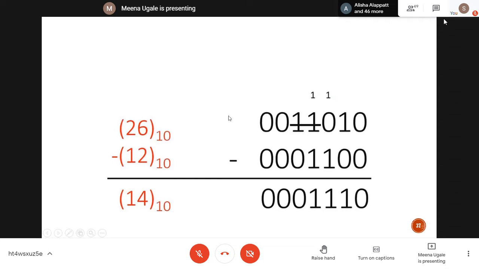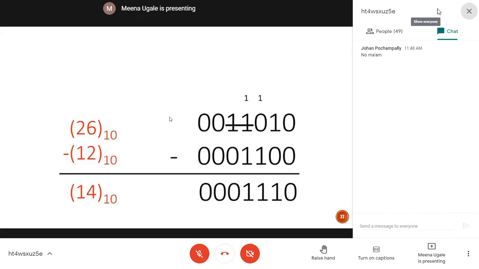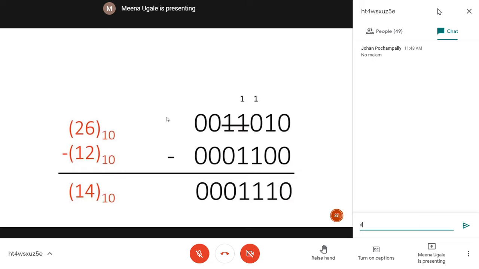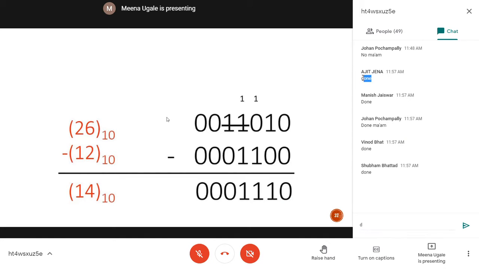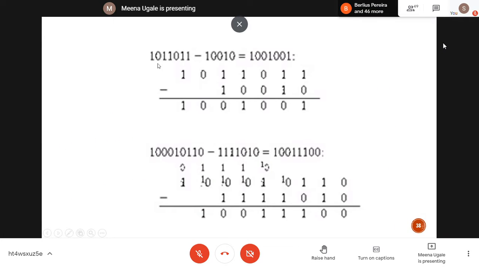Once done, please type in the chat box so that I will understand you have completed. Noted down the example. Okay. Thank you. Then we'll see another example here. Just see the screen, then you can try yourself afterwards.